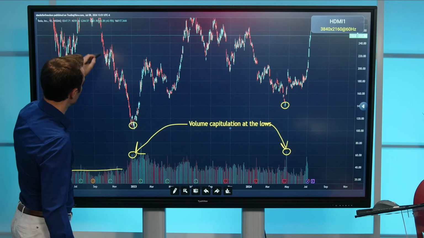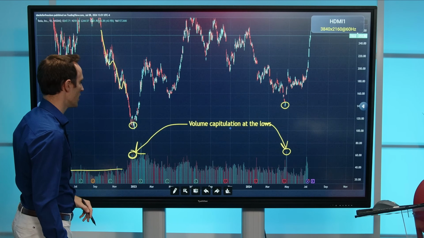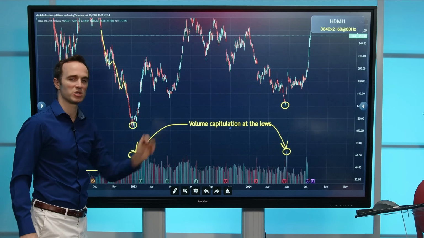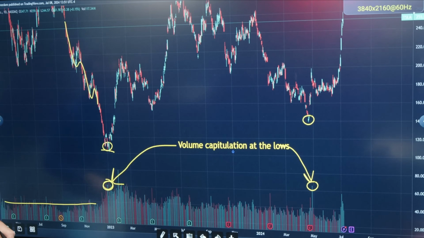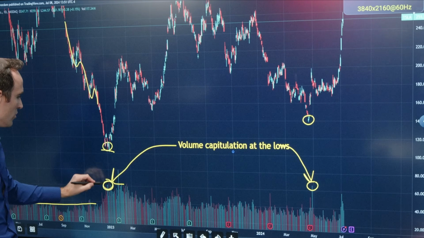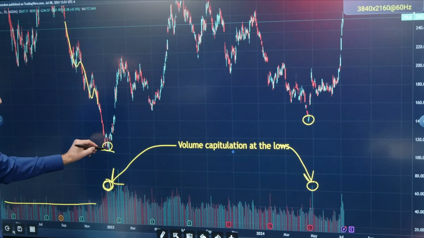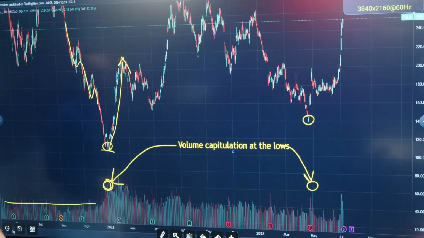Look at how the price comes down, and all of a sudden the volume picks up. This is the volume capitulation at the lows of the charts, right down here around $100 at the end of 2022, early 2023. And you can see here that the volume picks up. This marks the lows of the charts. You have an amazing run, 100% run on Tesla on the daily.